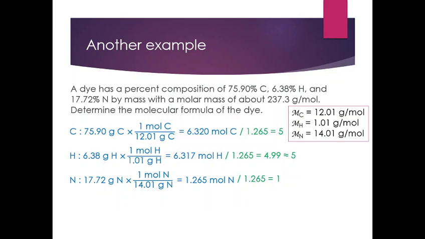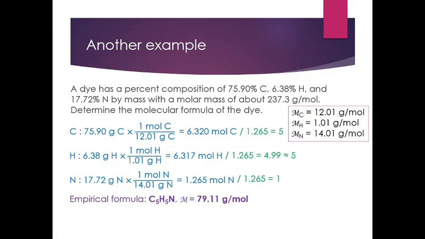After that, take your moles and make them the subscripts. Our empirical formula would come out to C5H5N. From there, you can calculate the molar mass of this: 5 times 12.01 plus 5 times 1.01 plus 1 times 14.01 to get 79.11. Now again, we know the empirical formula's mass is 79.11. We know the molecular mass is 237.3.